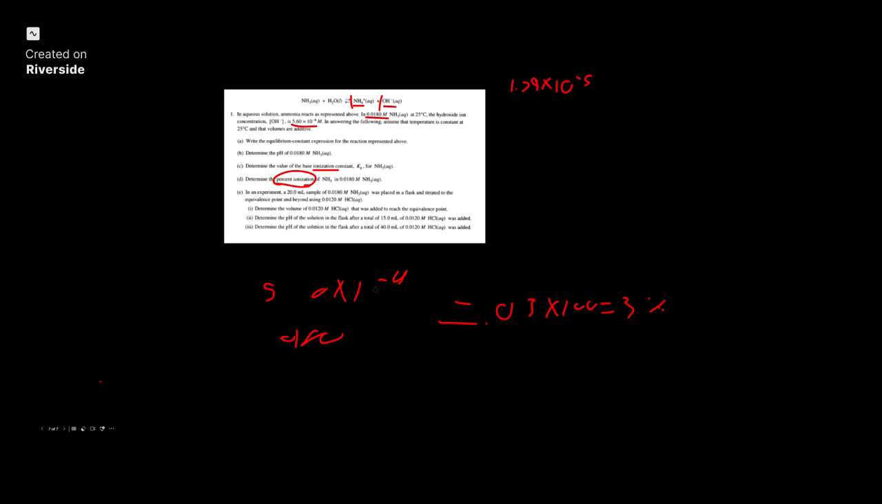So let's erase. Now we're on to E. As I'm erasing, let me explain E. In an experiment, a 20 milliliter sample of 0.0180 molar NH3 was placed in a flask and titrated to the equivalence point and beyond using 0.0120 molar HCl. Determine the volume of 0.012 molar HCl that was added to reach the equivalence point. You can just M1V1 this, but remember that if this is not a 1-to-1 ratio, you're actually going to have to convert your moles. I'll explain what I mean by that in a second.